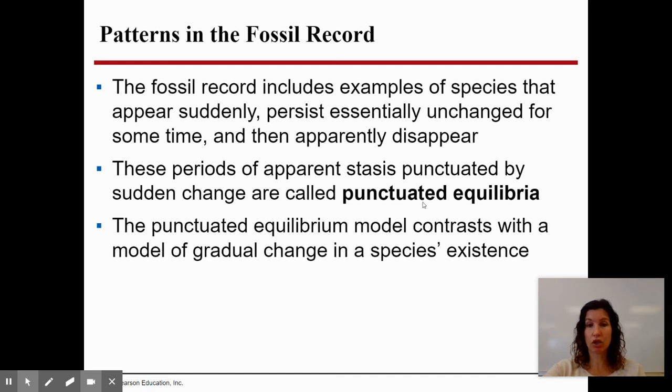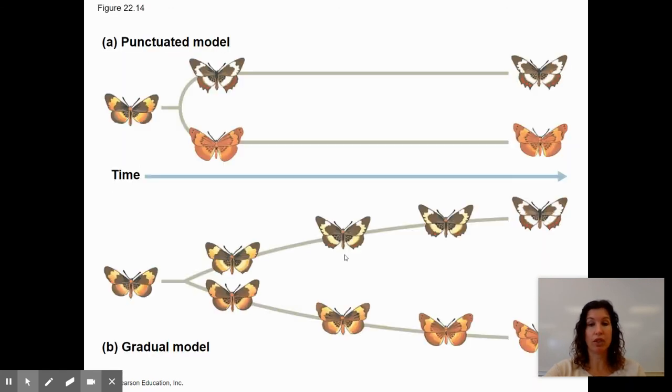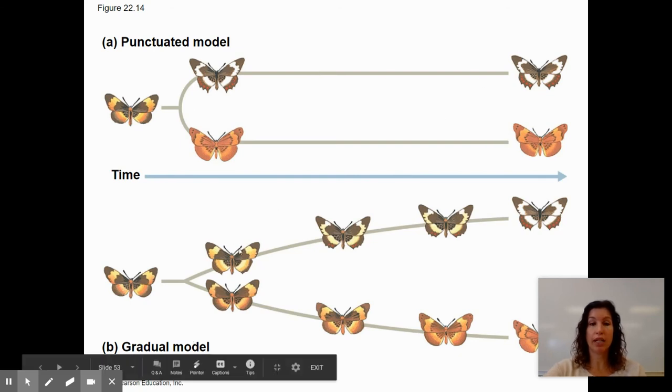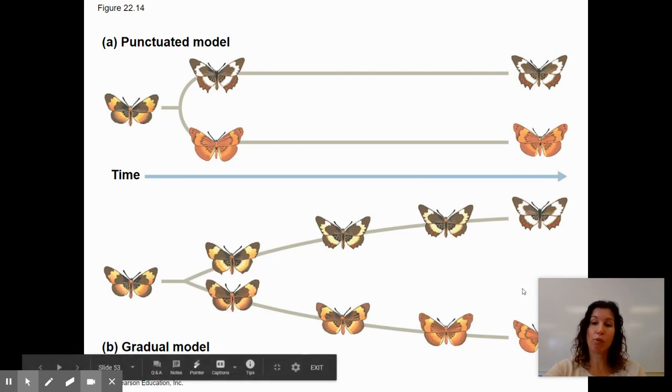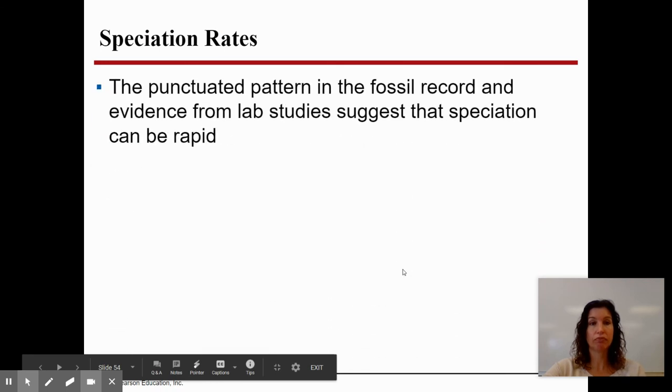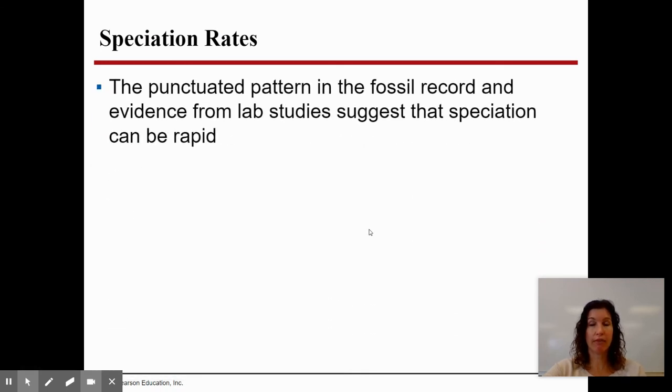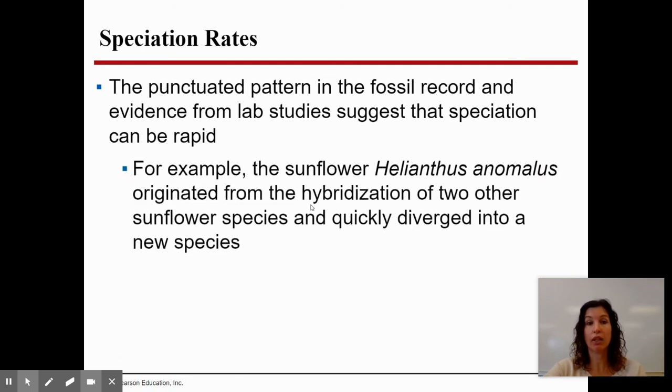So there's this model, punctuated equilibria or punctuated evolution, and then there's gradual evolution. So you can see in the punctuated model, there's a change that occurs very rapidly that's maintained, and then in the gradual model we have these intermediate kind of species before we get to present day. So two different models of evolution. The punctuated pattern in the fossil record and evidence from lab studies suggests that speciation can be rapid. So sometimes that does happen.